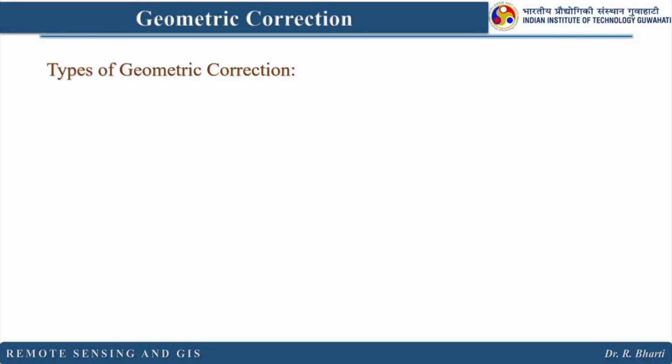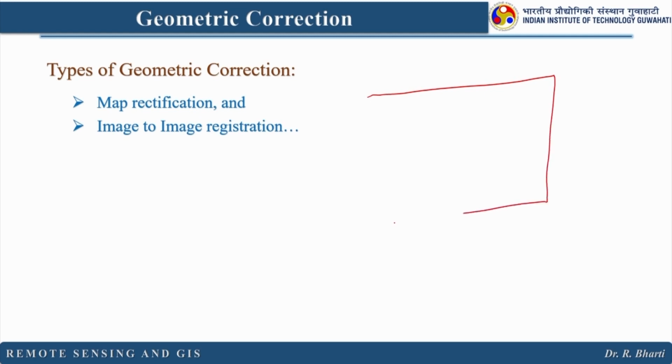Now we will see types of geometric correction. So first one is map rectification. So when you have generated a map with your pen and pencil, and then you have measured the corner latitude longitude value, right, and this is the case when you have topo sheet. So what we do, we have to scan this, you have to bring it into digital format, then using these locations you can convert this whole image into geometrically corrected topo sheet.